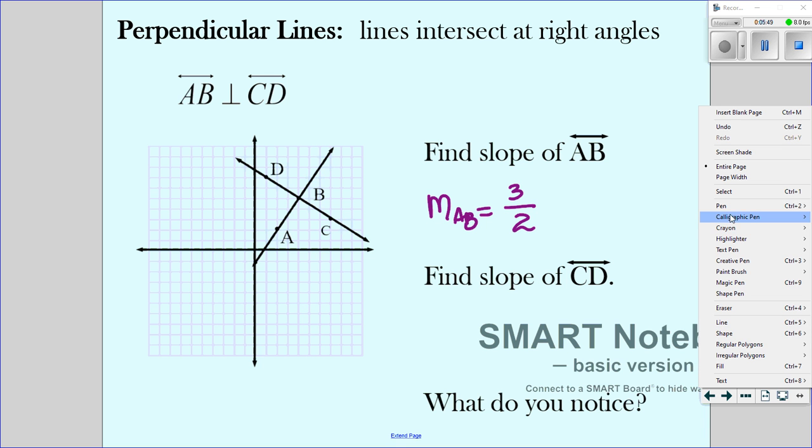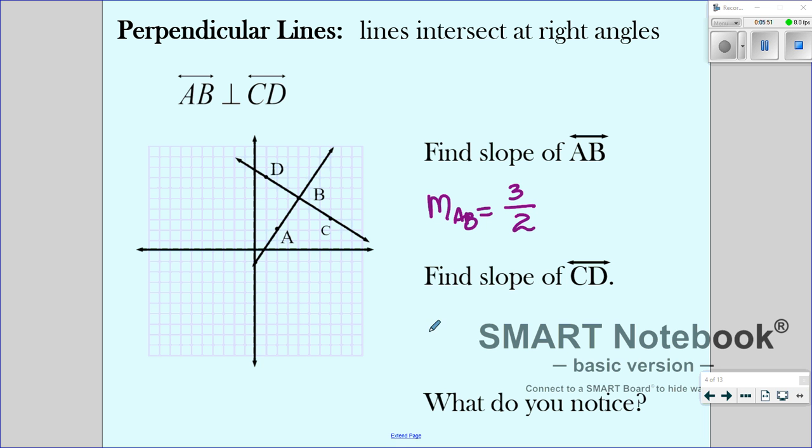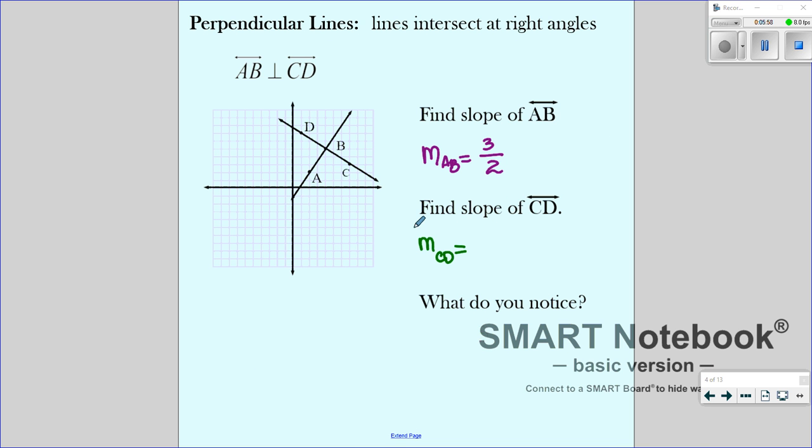Now I'm going to find the slope of CD by using my rise over run. For C to D, I got 1, 2, 3, 4, 4 up, and then 1, 2, 3, 4, 5, 6 to the left. So if I were to reduce that, that would give me 2 over negative 3.